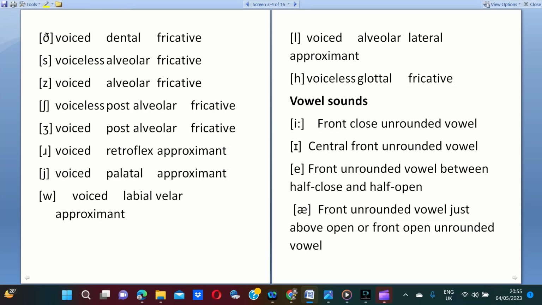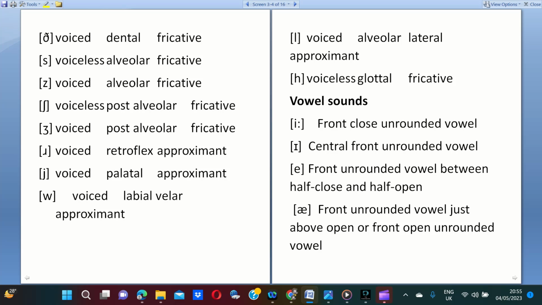The back part of the tongue touches the velar region. So this is called a voiced labiovelar approximant. Approximant is nothing but the organs of speech sliding one above another. So it is called approximant.